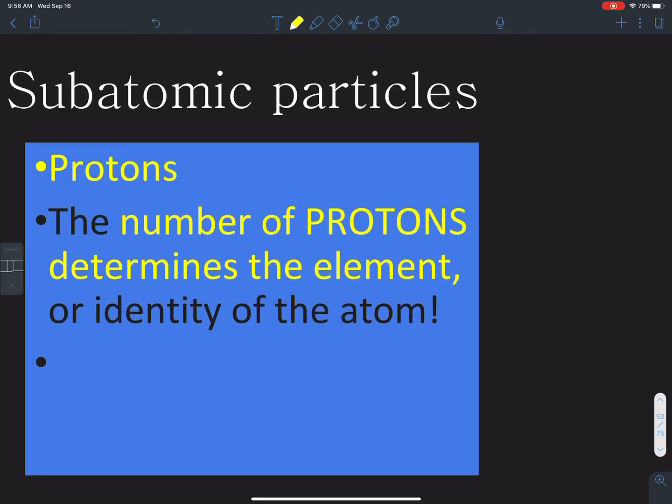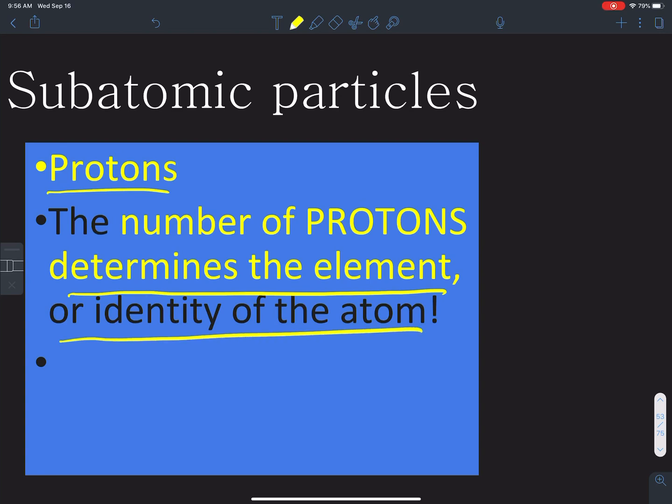So here's a review from some of the previous classes, maybe possibly middle school courses. We get details about the subatomic particles. So first, your protons are what determines the identity of an element, of an atom. So it's always going to be the number of protons that tell you what element we're talking about.